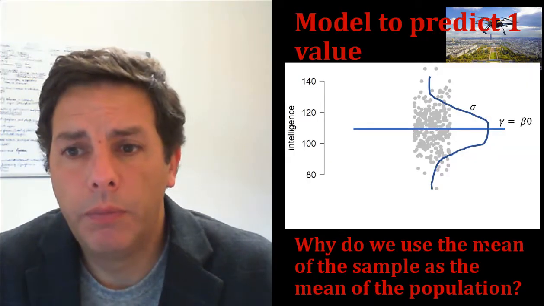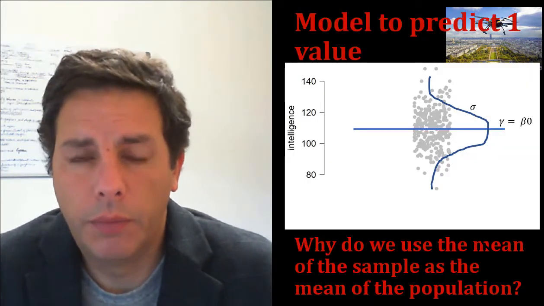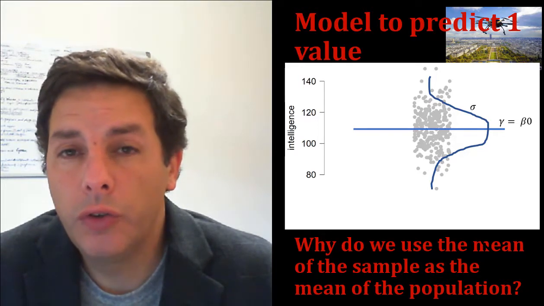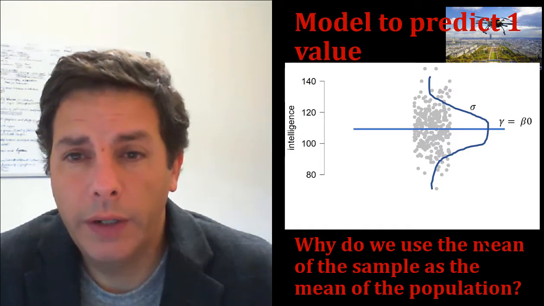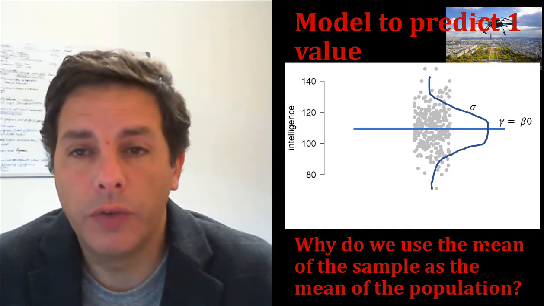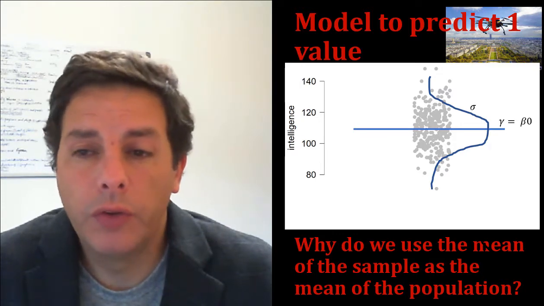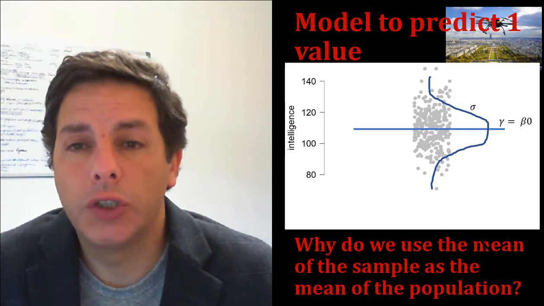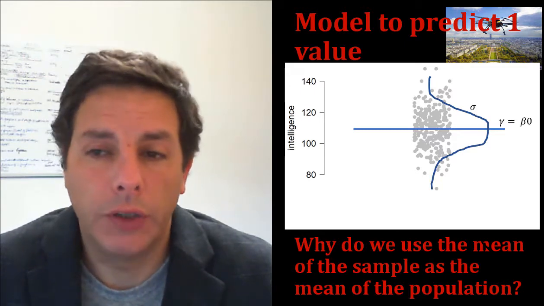So the mean model, or the simplest of the linear models, we're going to use it in two ways. One is to predict one individual value of the sample. And then we are going to use this model to make a prediction about the mean of the population.